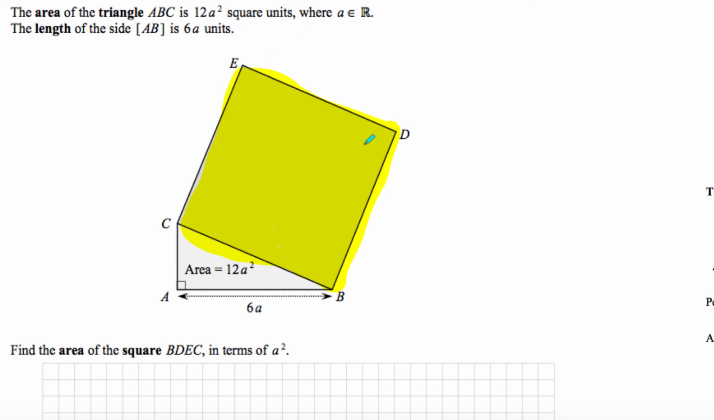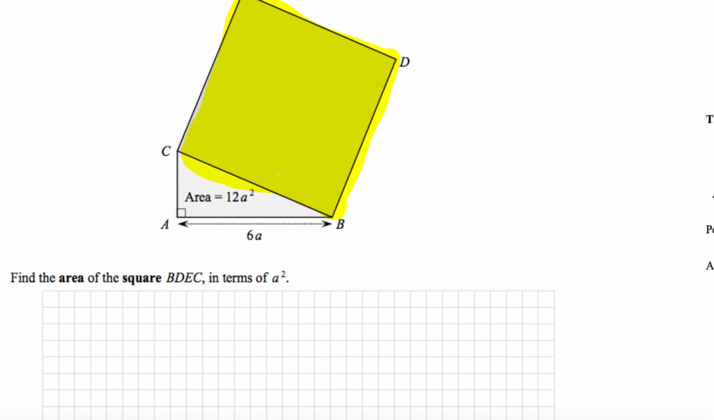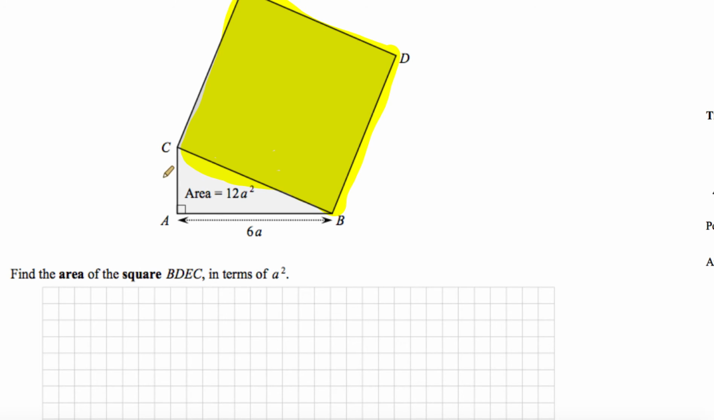Okay, well, this is a square. It does say it's a square, so the area will just be the length by the width. Now, the first thing we need to realize is, this is a right angle triangle, so we may have Pythagoras involved here. They give us the length AB as 6a, and they give us the area of the triangle as 12a squared. So if we can find this side here, the side AC, then we would be able to use Pythagoras to find the square on the hypotenuse, which would be the area of the square we're looking for.